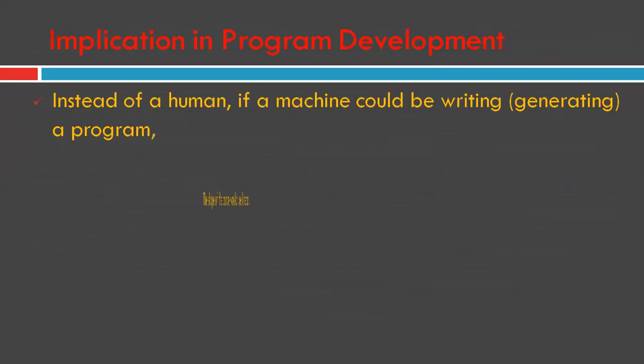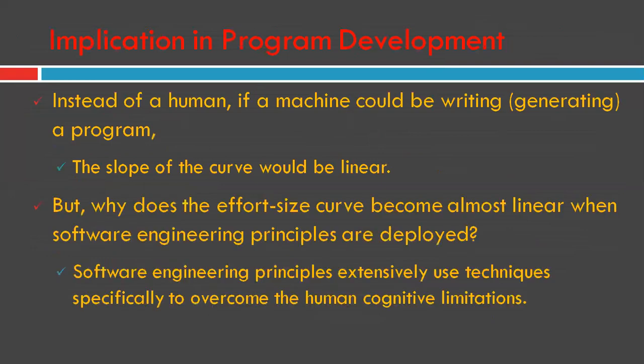So here the implication for program development is, instead of a human, if a machine could be writing or generating a program, then the slope of the curve would be linear. But why does the effort-size curve become almost linear when the software engineering principles are deployed? Because the software engineering principles extensively use techniques which are specifically meant to overcome the human cognitive limitations.